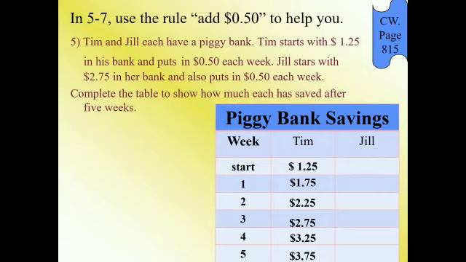Now let's fill the table for Jill. Jill starts with $2.75, and we add half a dollar each week. So next you get 3.25. The second week it will be 3.75. For the third week it will be 4.25. For the fourth week it will be 4.75, and for the fifth week it will be 5.25.